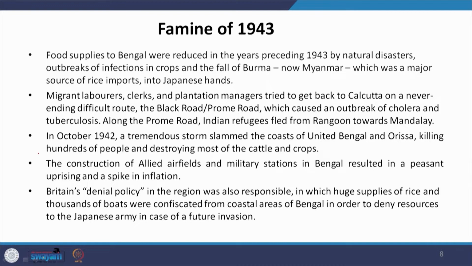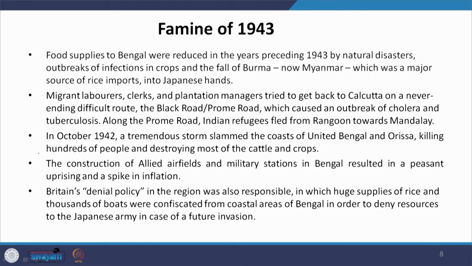Migrant laborers, clerks, and plantation managers tried to get back to Calcutta through a difficult route, which was called the Black Road or the Prom Road, and this journey actually caused an outbreak of cholera and tuberculosis. Along the Prom Road, Indian refugees fled from Rangoon towards Mandalay. In October 1942, a tremendous storm slammed the coasts of United Bengal and Odisha, killing hundreds of people and destroying most of the cattle and crops.